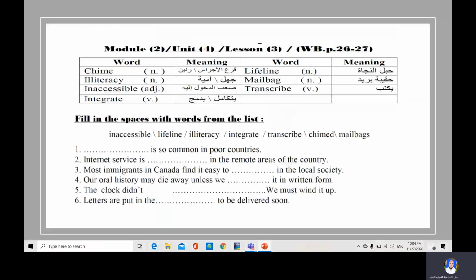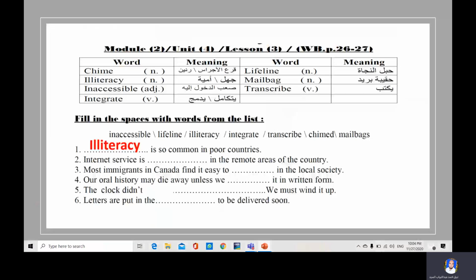Number 1, blank is so common in poor countries. So you need what? You need a noun. Where is the noun? People in poor countries suffer from illiteracy. Illiteracy means the inability to read or write.